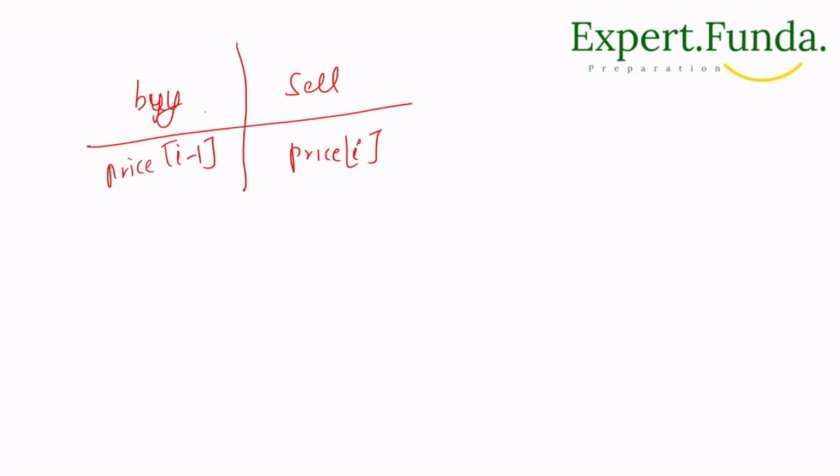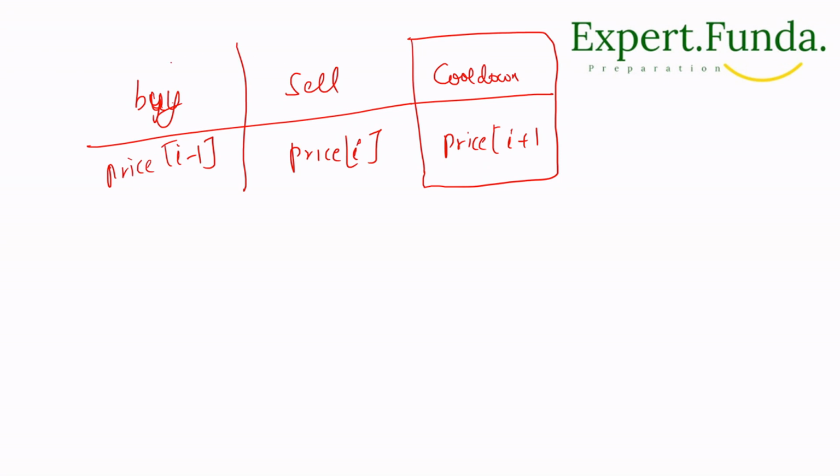If we represent this, we bought at price I minus 1 and just sold at price I. And just after that we have a cooldown. Remember, after selling we have to cool down, which means at this point we cannot buy or sell anything.